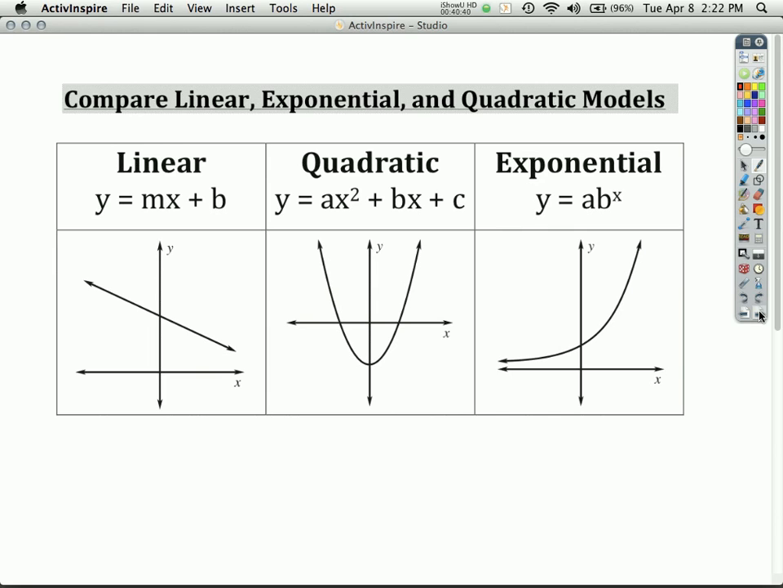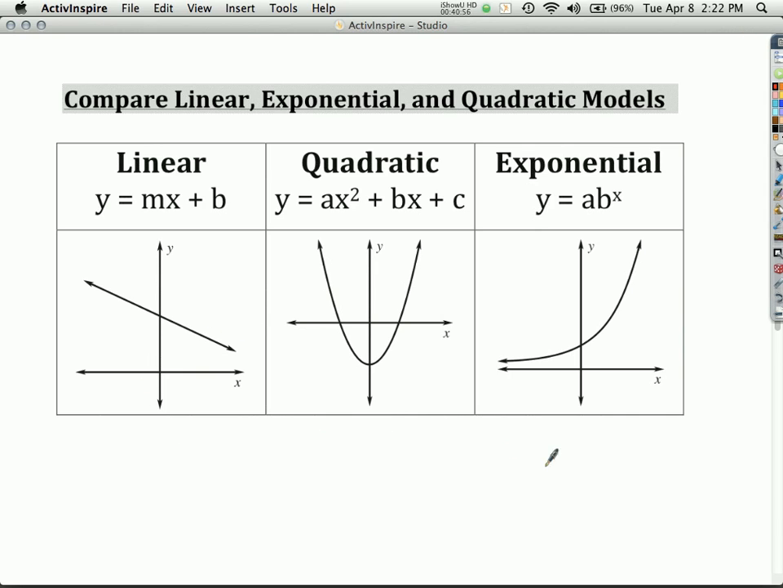Linear, we spent the first half of the year studying. Quadratic, we've spent the last 2 to 3 months studying. Exponential, we've never studied. Now, there are many different variations of these graphs. Many, many, many different variations. Infinite variations. But these are just some basic examples.